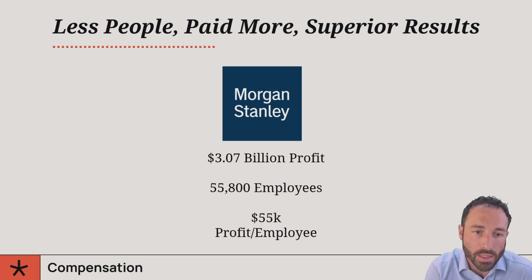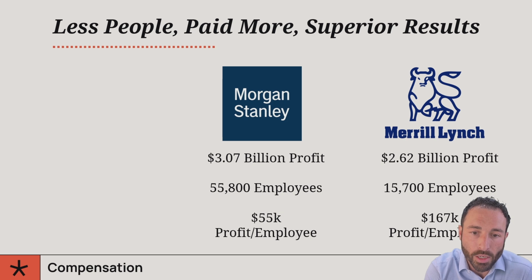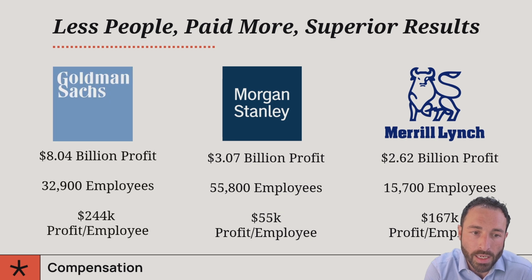We take the example of Morgan Stanley, just $3 billion or so in profit. But really what I want you to look at here is how much profit they earn per employee. We compare that to Merrill Lynch, much smaller employee base, but much higher amount of profit per employee, and the daddy of them all, Goldman Sachs, with $8 billion of profit. Look at that staggering increase in how much profit there is per employee.